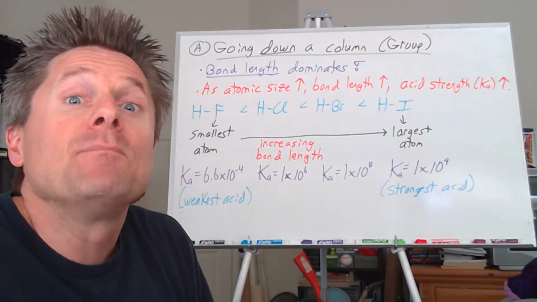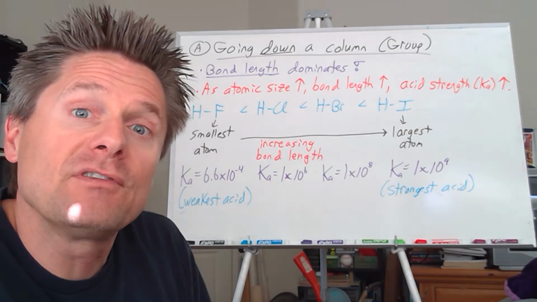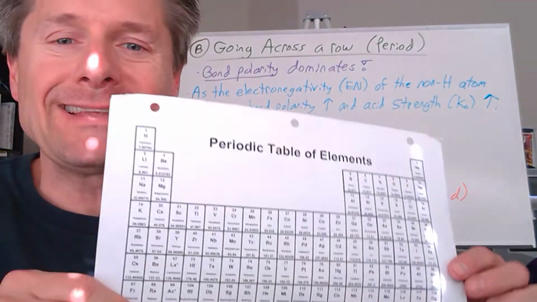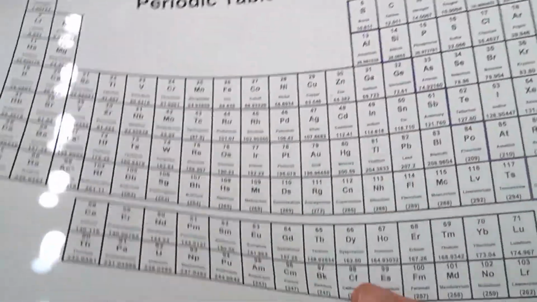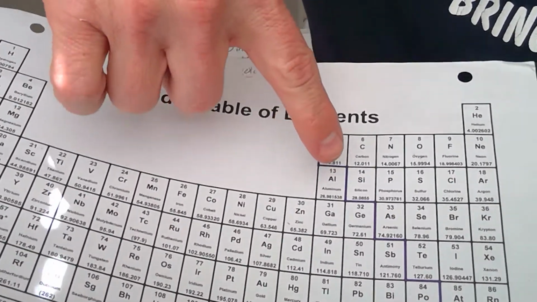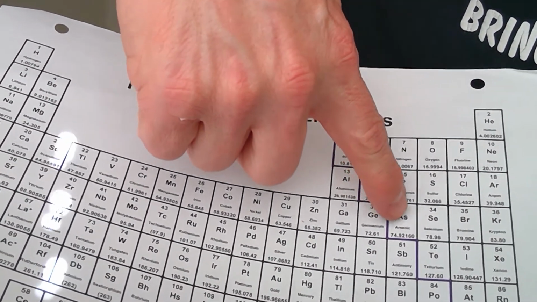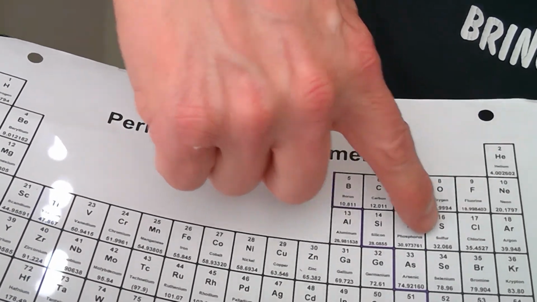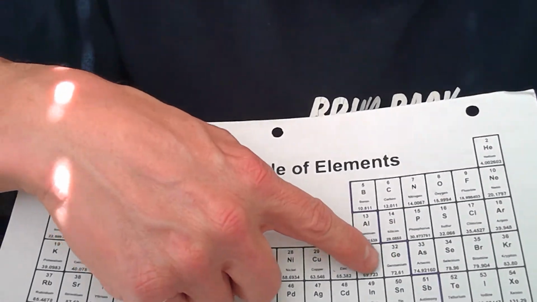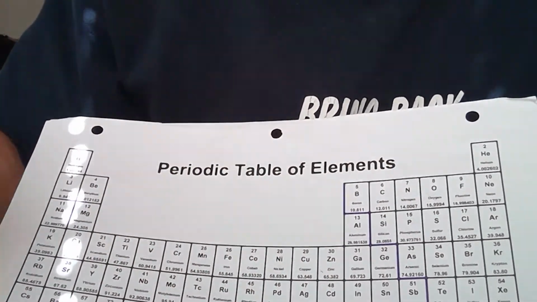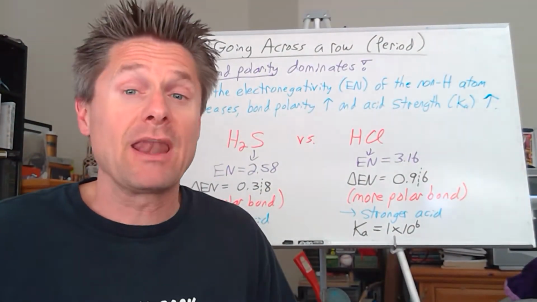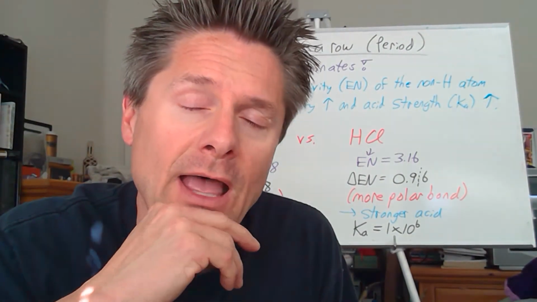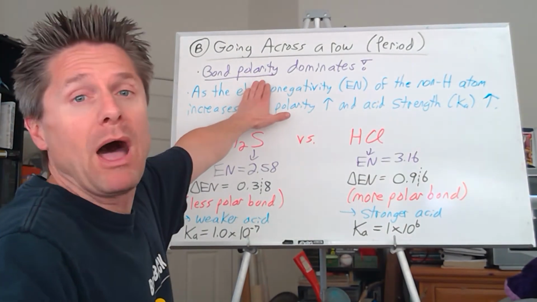So remember, going down, it's bond length that dominates. You'll see when we go across, it'll be the opposite. All right, if we are going across a row or a period here, for example, if I'm comparing H2S to H2Se to HBr, or PH3 to H2S to HCl, just going across, the atom size goes down, but not a lot. But the electronegativity value changes dramatically. Going across, the change in size isn't huge. Going down, it is huge. So going across, by far, the bond polarity is going to dominate.